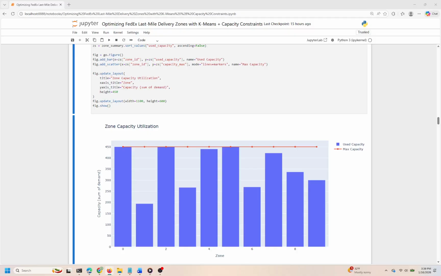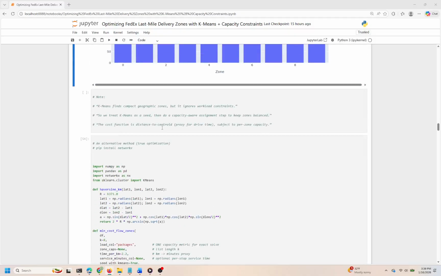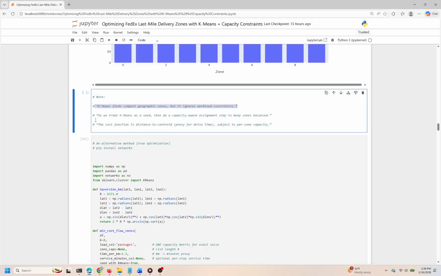Cell 8. In this cell, we delve into the important interplay between geography and workload management within the k-means clustering framework. While k-means is effective in creating compact geographic zones, it often overlooks the crucial aspect of balancing workload across these zones. This limitation can lead to unequal distribution of tasks, which is something we want to address. To tackle this, we propose using k-means not as the final solution, but rather as a foundational starting point, or seed, for our next steps.